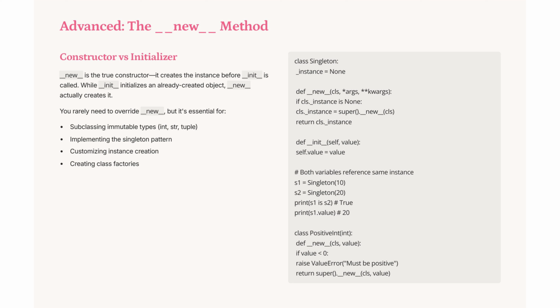__new__ is the true constructor, creating instances before __init__ initializes them. Override __new__ for subclassing immutable types, implementing singletons, or customizing instance creation. In a singleton, __new__ ensures a single instance. For PositiveInt, __new__ enforces positive values, raising ValueError if negative. These techniques enhance control over object creation.